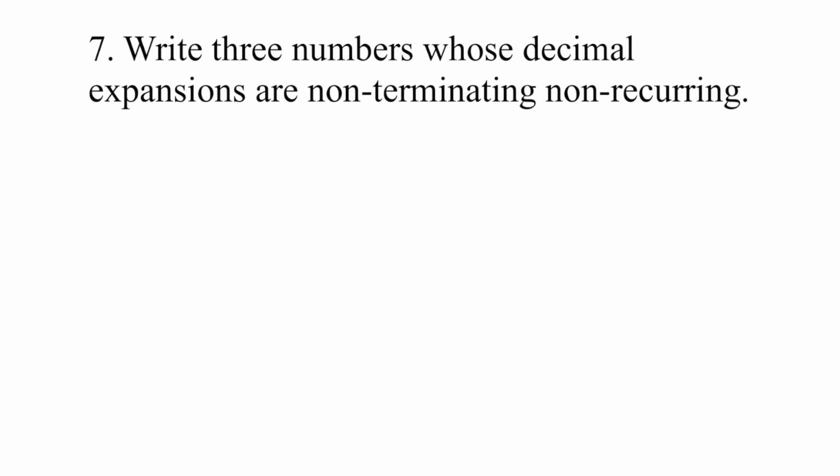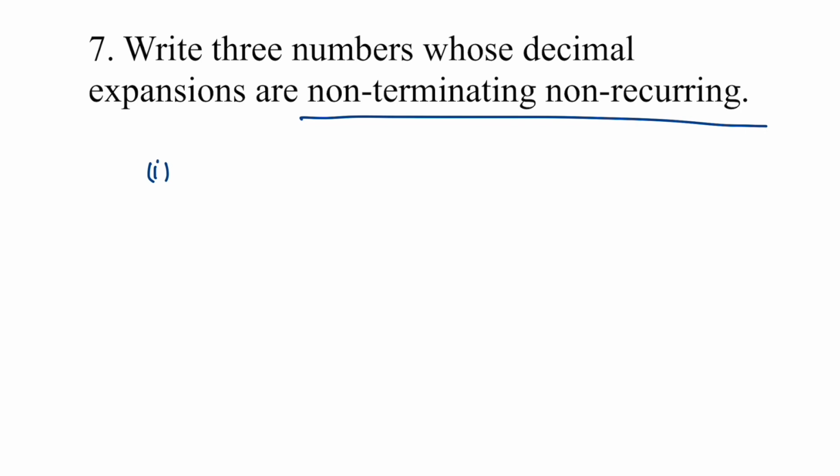And the next question is, write 3 numbers whose decimal expansions are terminating and non-recurring. Okay, we have to write 3 numbers whose decimal expansions are non-terminating and non-recurring. Okay, sorry, I think I read the question wrong the first time, so it should be non-terminating and non-recurring. So what they basically mean is that write a few examples of irrational numbers, because it is non-terminating and non-recurring, right? So it basically means those are irrational numbers. So you can just straight away go and write a few numbers that are irrational.